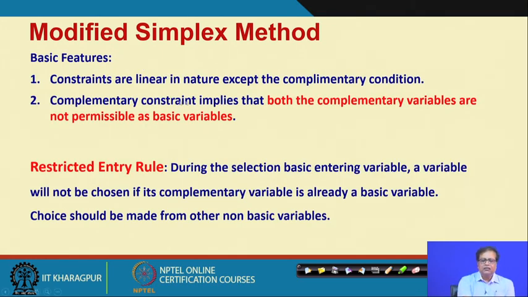So, what is really happening? We now have linear constraints along with those complementary variables. So, the idea is both cannot come in as basic variables. So, we have a restricted entry rule. During the selection of the entering basic variable, a variable will not be chosen if its complementary variable is already a basic variable. The choice should be made from other non-basic variables.